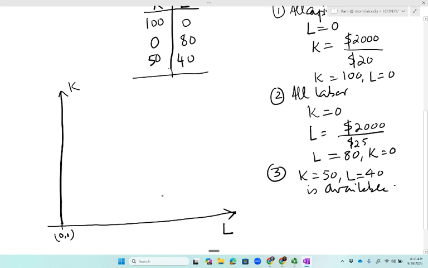But we also know that if the isocost line is a straight line, then we need only 2 points. That would be enough. So I will take the two extremes, 100 units of capital, 80 units of labor. These are the extremes. At 100 units of capital, there is no labor. At 80 units of labor, there is no capital. And if I connect these 2 points by a straight line, that's the isocost line.